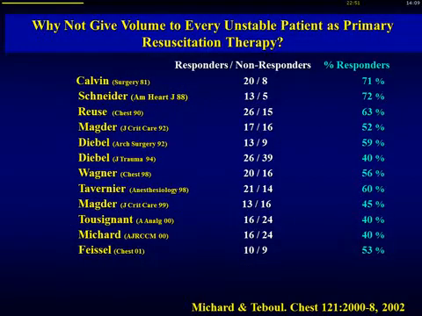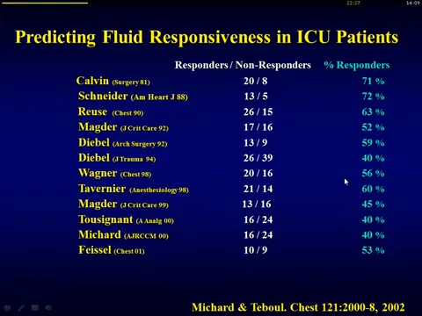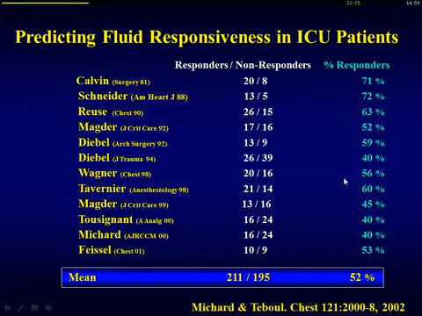Well, why don't we simply give every patient fluid? In this meta-analysis by Frederick Michard and Jean-Louis Teboul years ago, they looked at all the studies in which people measured preload parameters, and they saw whether patients were responders, which was this group, or non-responders. These are a bunch of studies, and I'm actually an author on 3 of the papers that they reviewed. And what you can see is that on average, approximately 50% of all patients who present in shock, whether in the operating room, the emergency department, or on the floor with sepsis, only half are volume responsive.